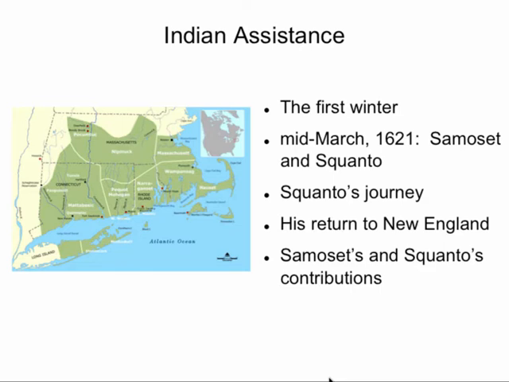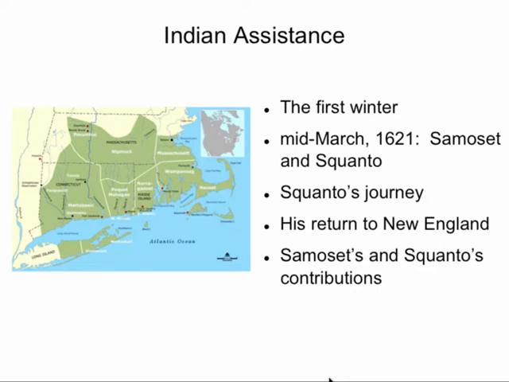Both Samoset and Squanto were very close to the chief of the Wampanoag Indians, a chief named Massasoit. And so Samoset especially served as a go-between between the Pilgrims and Massasoit, and he helped the Pilgrims to make peace with the Wampanoags, which was very important for their survival. Squanto made an even more practical contribution.